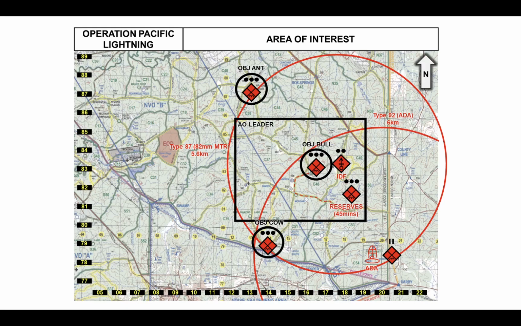There's also the threat rings, right? So the Type 87, this is an 82mm mortar asset that the enemy has on Objective Bull. It has an 8-kilometer range. Correction, 5.6 kilometer range, so that's circled. Obviously, you don't have to do that on Arma. This is just an example of what it would look like. And then they have their air defense system threat ring, and the reserves are 45 minutes out.